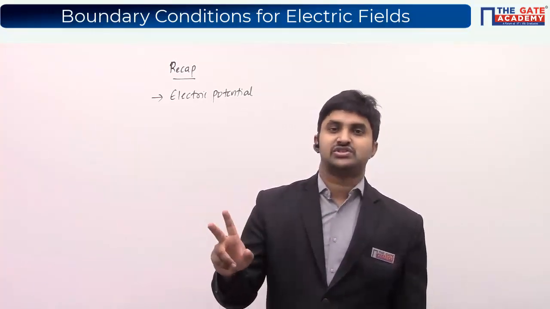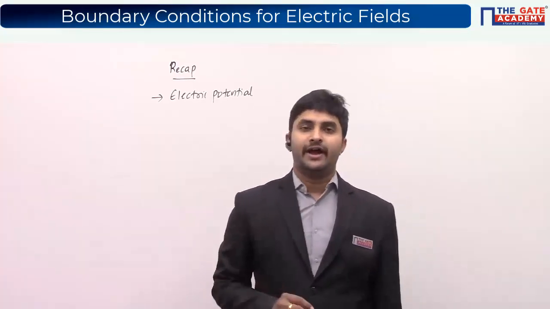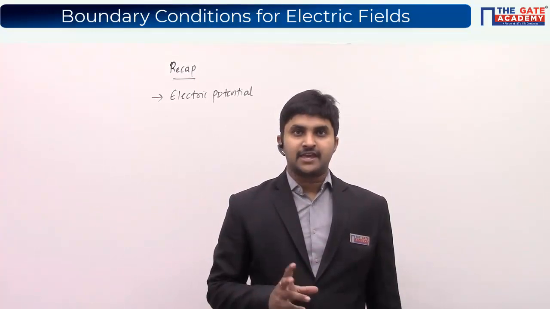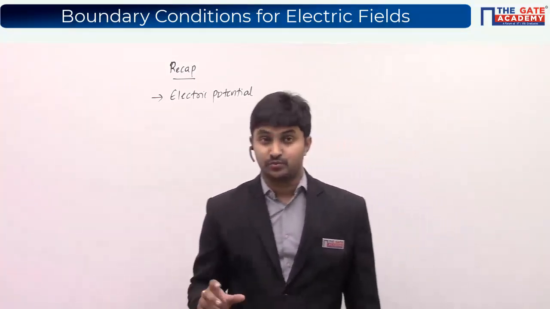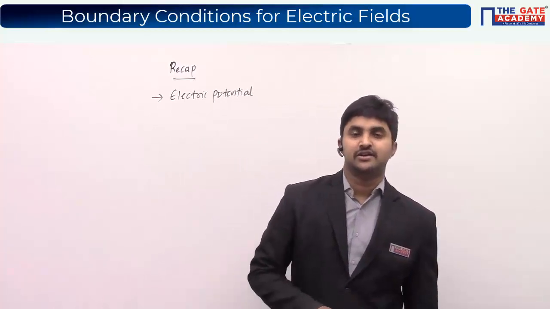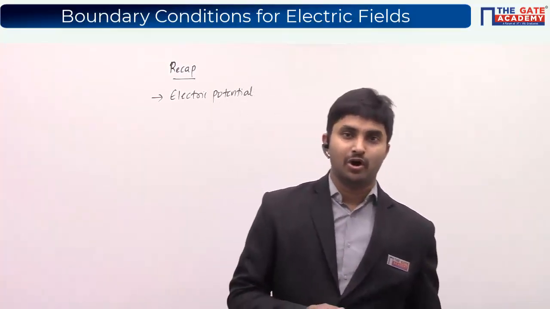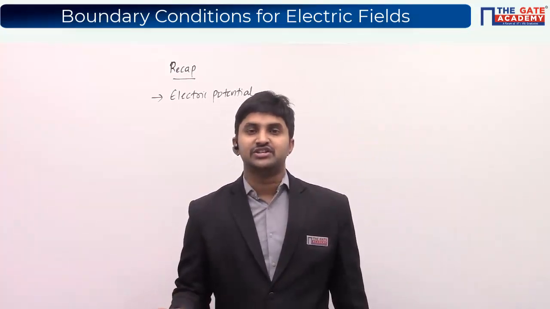Both the relations. V is going to be equal to minus integral of E dot dl, and E is equal to minus del V, the gradient of the potential. So both the formulas are very important from the examination point of view. As well as we have seen a Maxwell's equation for the static fields, which gives you the relation that the closed line integral of E dot dl is equal to 0, or del cross E is equal to 0. So these three relations are very important.